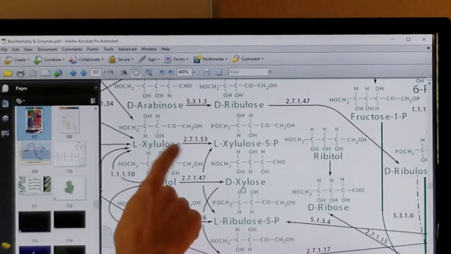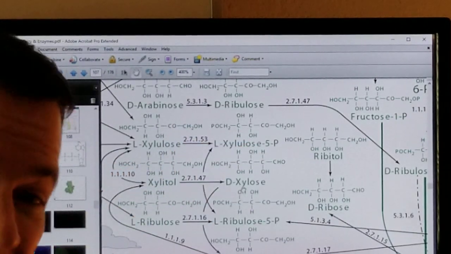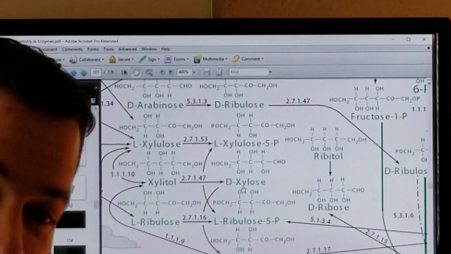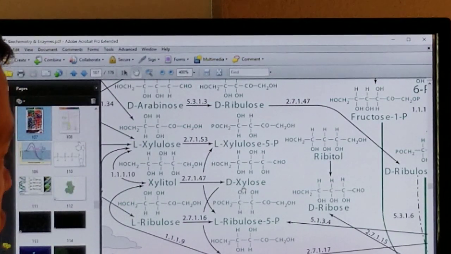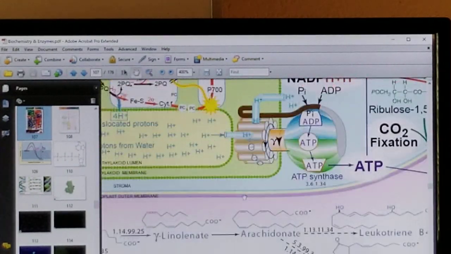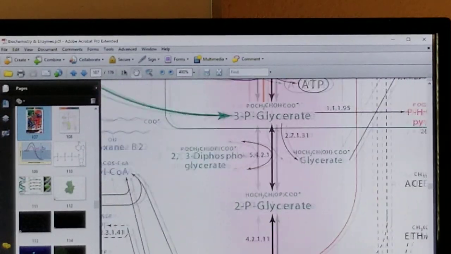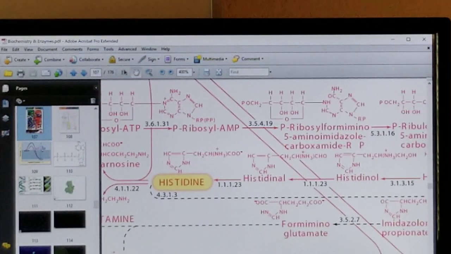So there's an enzyme, and I can look it up on another page, 2.7.1.53. There's an enzyme that runs that chemical reaction, that speeds that chemical reaction up. So enzymes always speed up chemical reactions. These are major metabolic reactions that happen in us. So I can scroll left, I can scroll right, just tons and tons of reactions that happen.